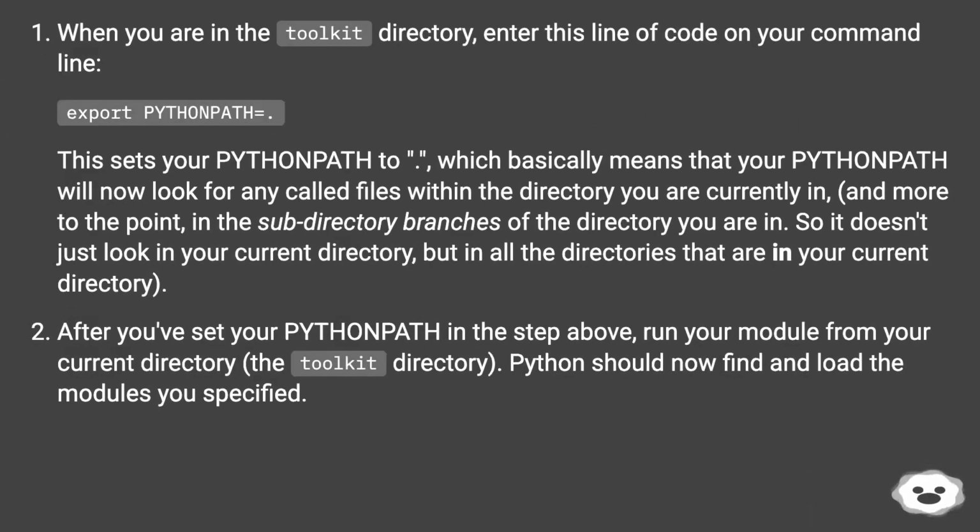When you are in the toolkit directory, enter this line of code on your command line: export PYTHONPATH=. This sets your Python path too, which basically means that your Python path will now look for any called files within the directory you are currently in, and more to the point, in the subdirectory branches of the directory you are in. So it doesn't just look in your current directory, but in all the directories that are in your current directory. After you set your Python path in the step above, run your module from your current directory, the toolkit directory. Python should now find and load the modules you specified.